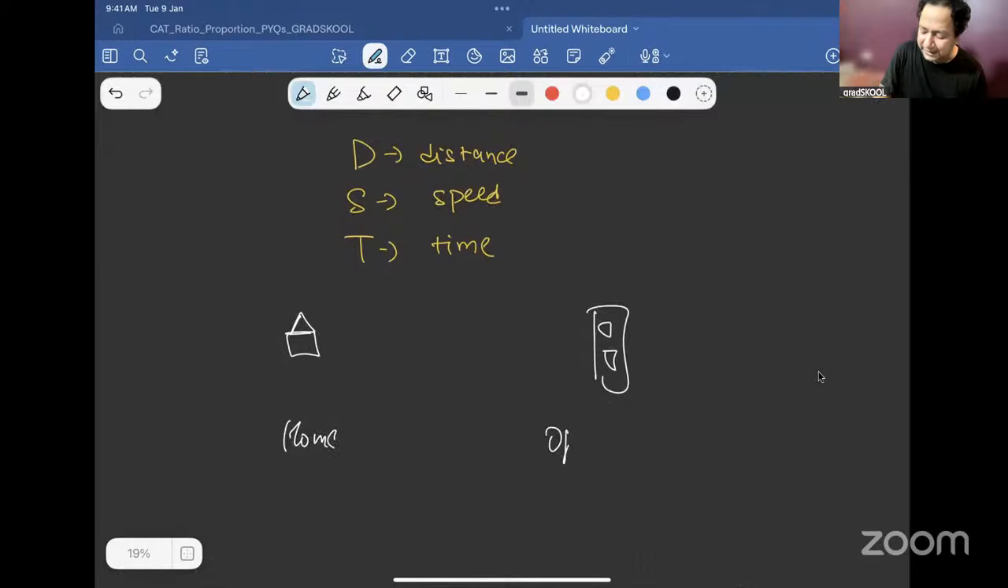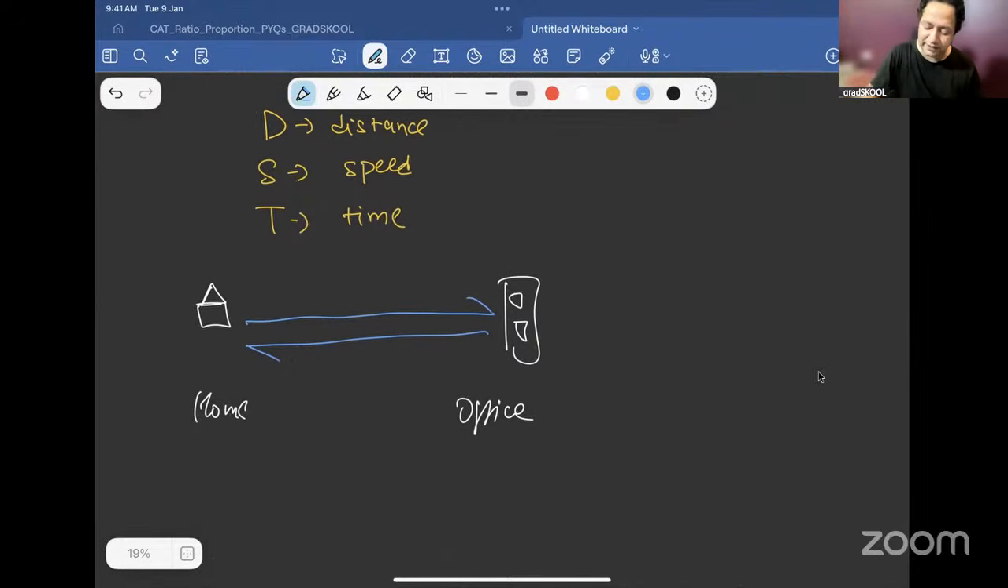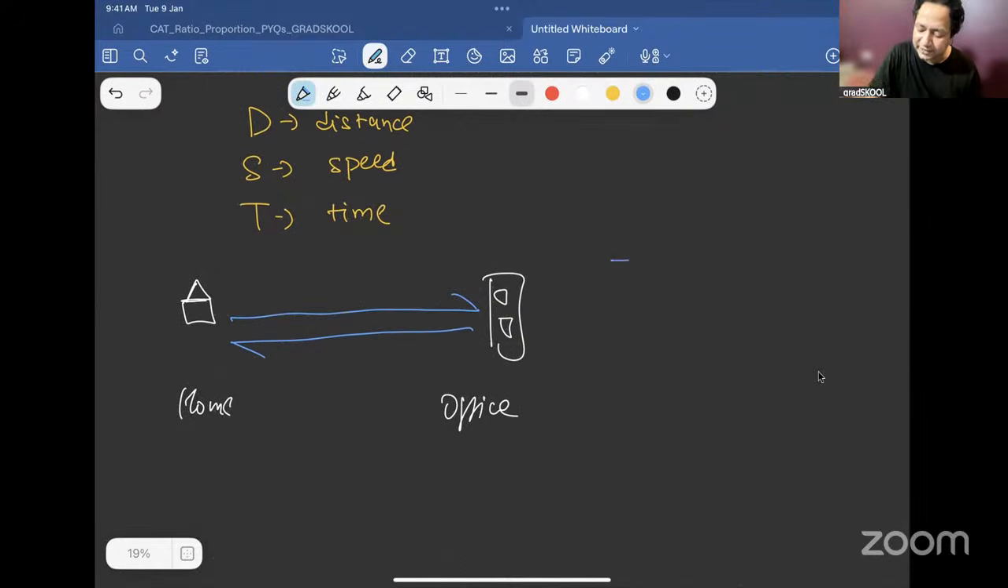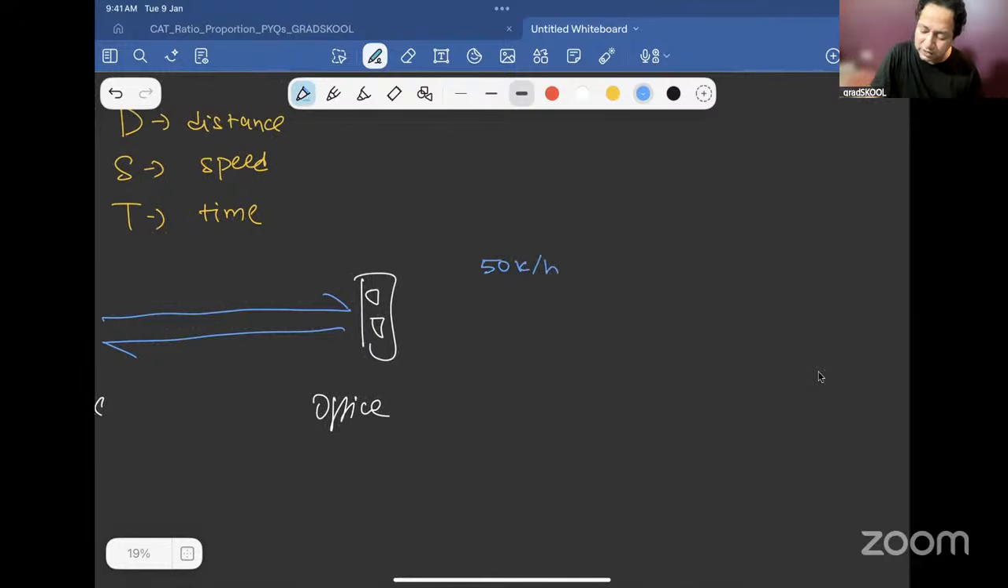And I see that every day, I have to go to office. And then I need to return back. So I saw one day that I was traveling at 50 kilometers per hour, and I took half an hour. All right. And next day, I saw something else.